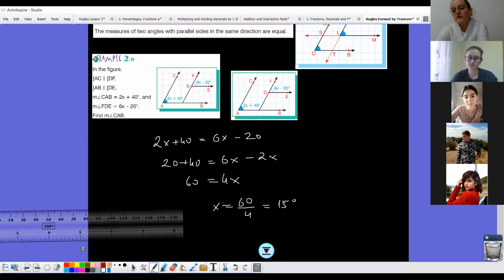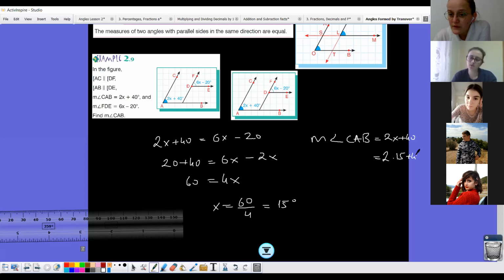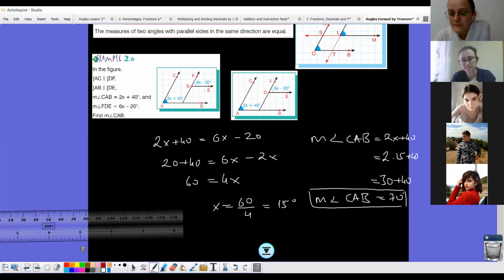We found x, but we are not looking for x. We are looking for the measure of CAB, which is 2x plus 40. So 2 times 15 plus 40, 30 plus 40, which is 70. So measure of angle CAB is equal to 70 degrees. It's okay? Did you understand?